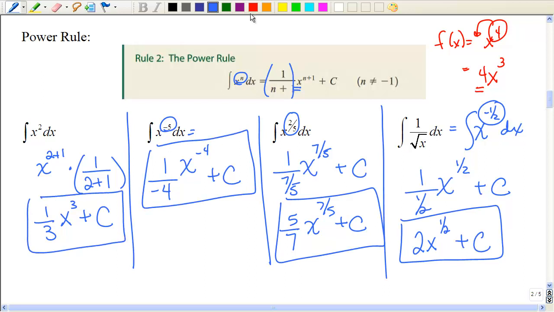And again, if you wanted to go back and check, you could take the derivative of this, and you should end back with x squared. The derivative of this would be x to the -5th, and so forth.